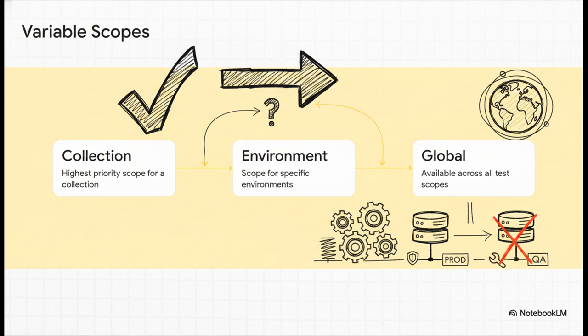But how does Postman know which variable to use? Well, it uses a very strict hierarchy. Let's say you have a variable called server address defined in all three of these places. Postman is going to check the collection variable first, and it'll use it if it finds it. If not, it moves down to the environment variable. If that happens to be empty too, it finally falls back to the global variable, which applies across all your collections and environments. Understanding this priority is absolutely crucial. You definitely don't want your tests accidentally nuking the production server when you meant to hit QA.